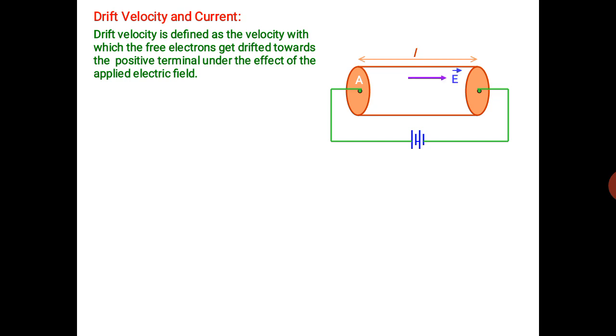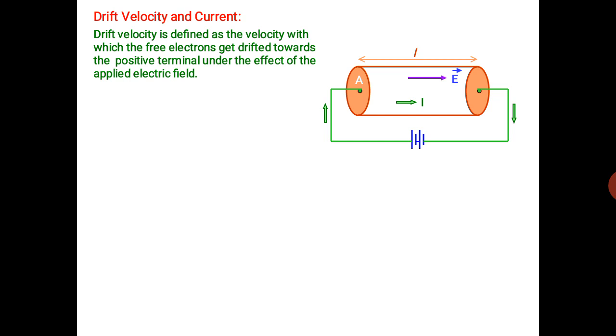Then what happens? An electric field will exist. We already know the relation between electric field and electric potential. If the potential difference is V, then we can write the electric field E equal to dV by dl, and in this case V divided by L. Electric field is V divided by L.